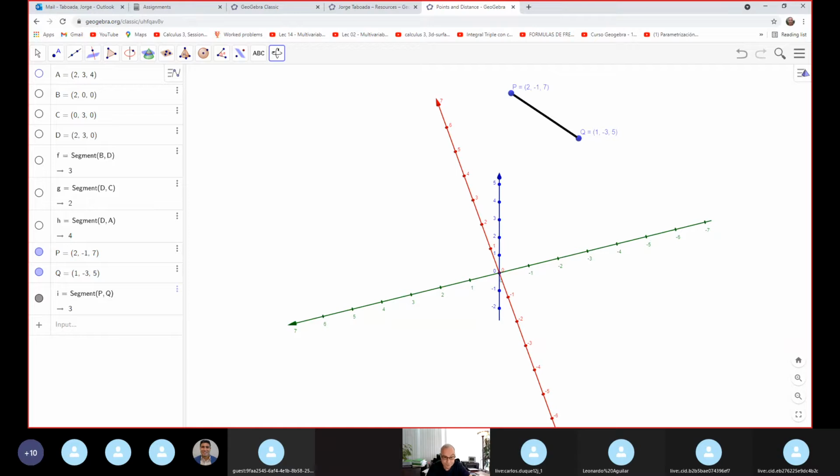Okay. Let me erase the board. We study now another object in 3D, which is a sphere. Okay, what is the equation for the sphere? You remember in algebra, pre-calculus, circle. But in 3D it's a sphere. So what is the equation?